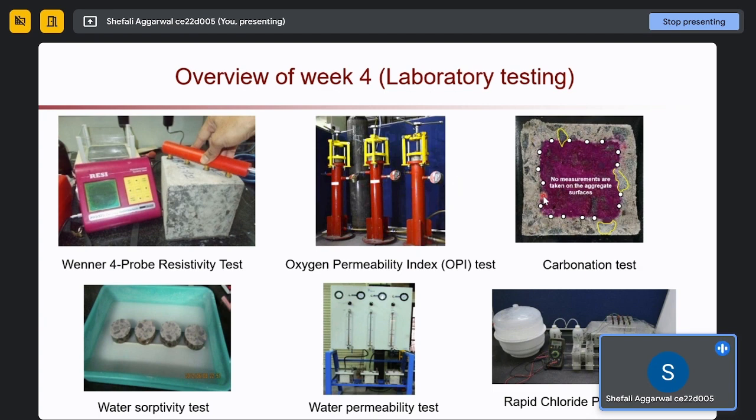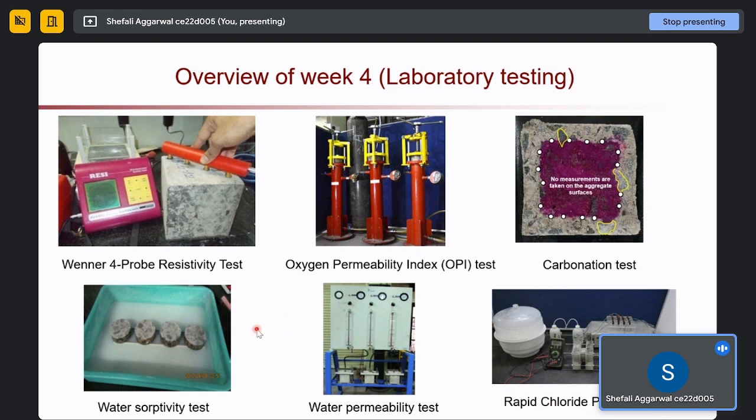Next test is the carbonation test. We will spray phenolphthalein over the surface of the concrete and check the carbonation depth. We have already studied carbonation: because of ingress of carbon dioxide, it reacts with hydroxide and forms carbonates. The carbonation depth should not reach our steel surface. We have to make sure of that.